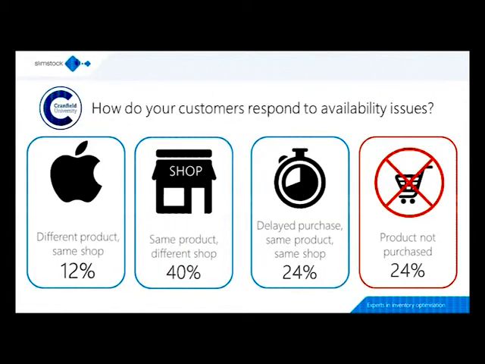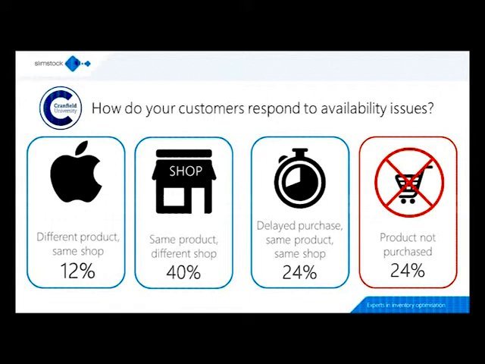Cranfield University did some work on how customers respond when there are availability issues and the company you've gone to doesn't have stock. When you've got an incredibly strong brand like Apple with a range of products, 12% of people will buy a different product from the same shop. 40% of people will buy that same product, but they'll buy it from somewhere else. They'll look around, as I did. 24% of people will wait for you to get the product in, and I think that's a common misconception that everyone will wait if you haven't got something in stock. Realistically, it's only a quarter of people that will wait. And then 24% of people just didn't buy that product at all.